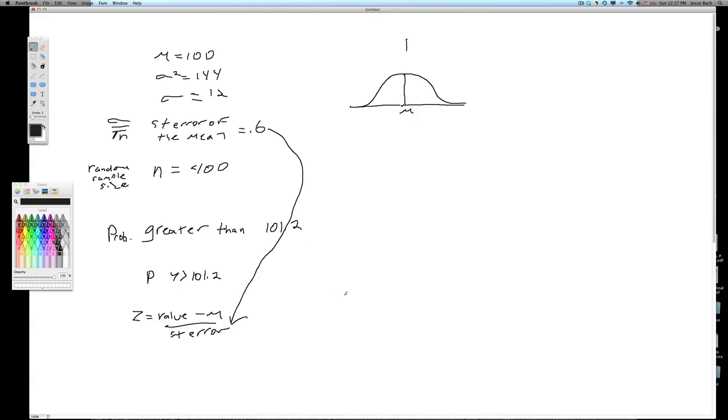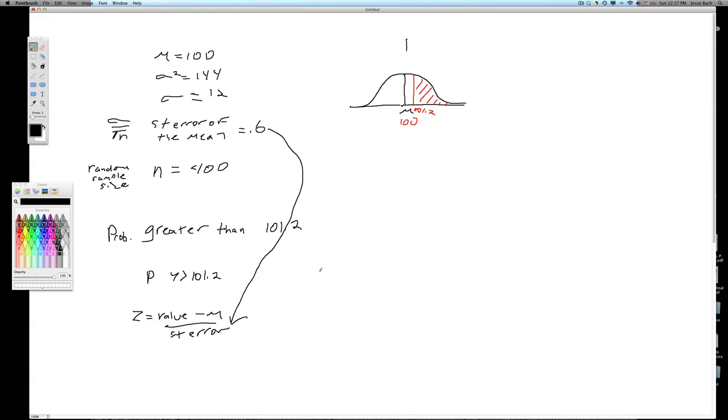So for my z, let me draw a picture first really quick. It always helps to visualize this. If my mean is 100, I am looking for the probability of this score. There's 101.2. I need to find out the probability that a score is greater than this.